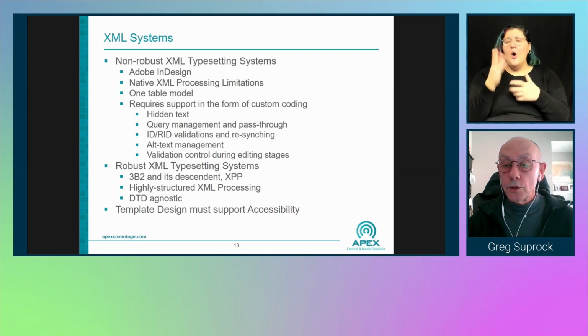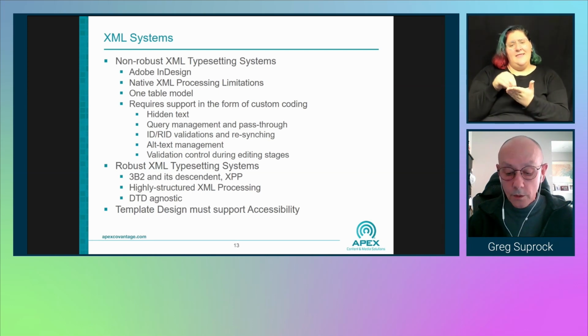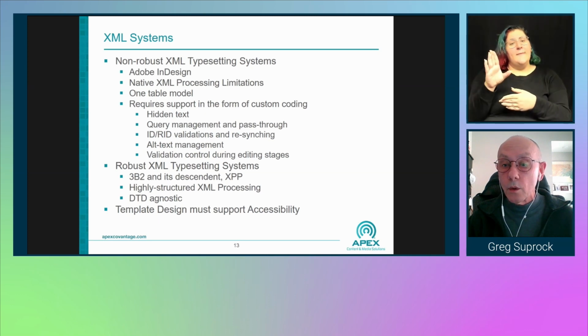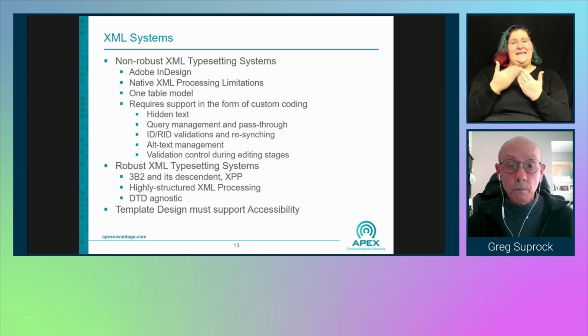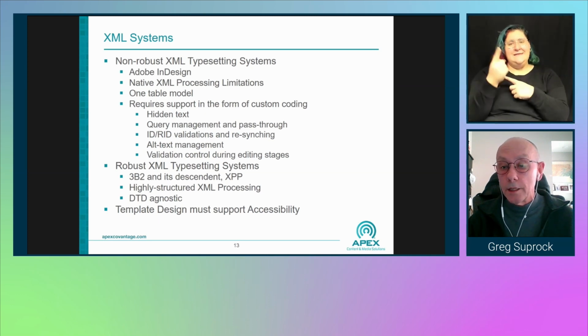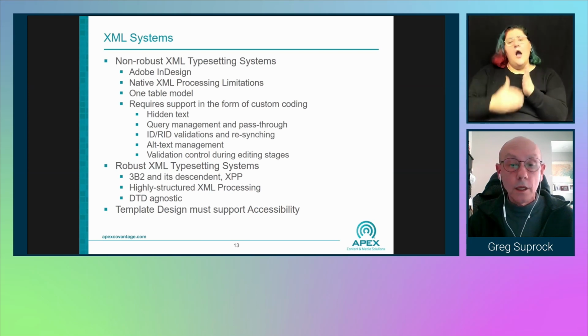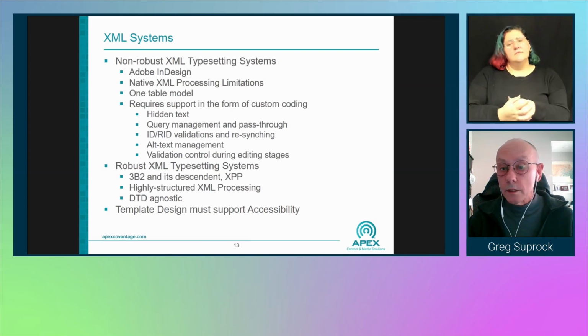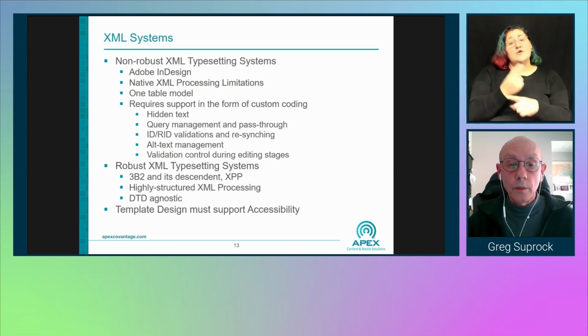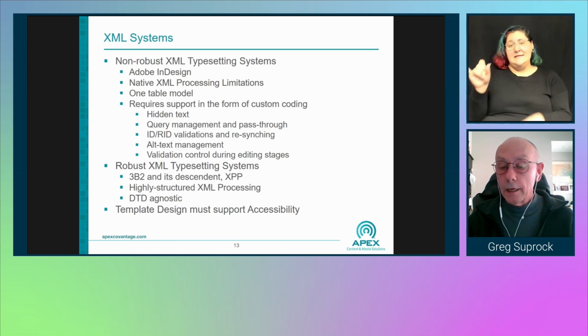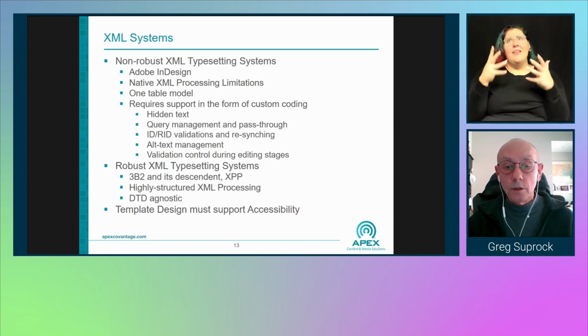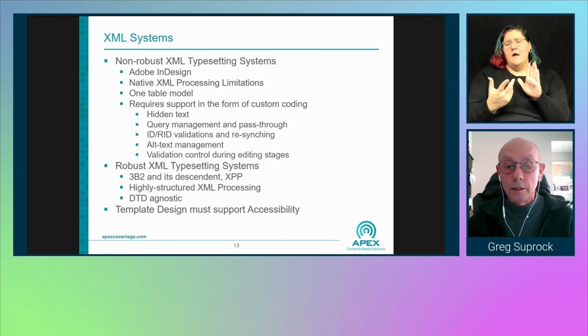And in order to ensure that you have a document that on release from the typesetting system is going to be able to transform smoothly and quickly into an accessible product, you need to have constant validation that's occurring with the XML that's underneath in that system. Robust systems like XPP or 3B2 are highly processed, high XML processing systems. I'm not going to show examples for those, but they're available and can be used for the same kind of workflows sequencing.